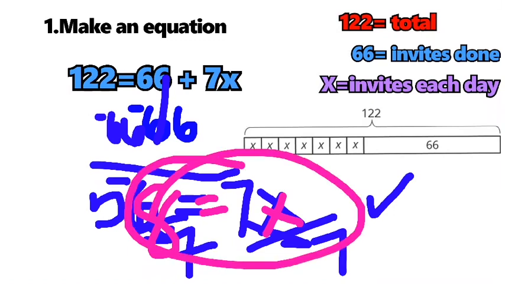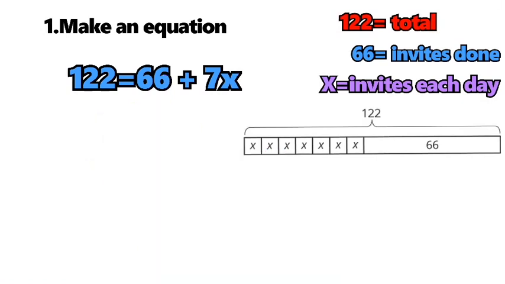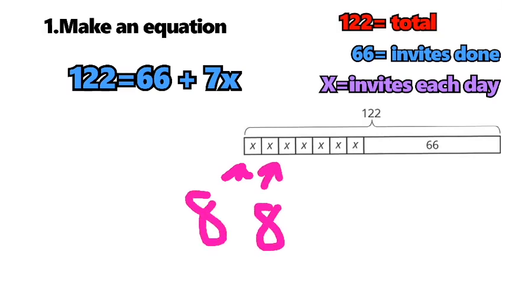So when asked the question, how many invites does Tyler have to make each day in order to meet his goal? What's our answer? Yeah, awesome, 8. Now there are a couple of ways that I can check my work. Let's start by focusing on our tape diagram. I know that x is equal to 8, we just solved that. So why don't I plug in 8 for every x? That would mean that 8 plus 8 plus 8 plus 8 plus 8 plus 8 plus 8, plus 66 should all come out to 122.